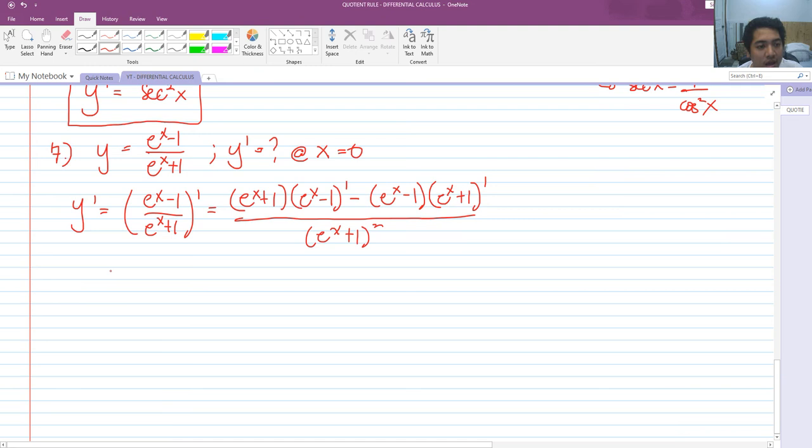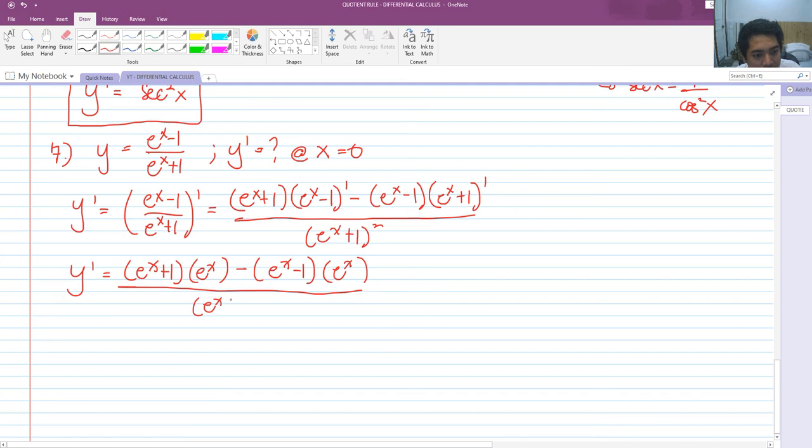So it's time to get the derivative and simplify this. So we have y prime. So we have e raised to x plus 1. The derivative of e raised to x minus 1 is simply e raised to x. Minus, we have e raised to x minus 1, and then the derivative of e raised to x plus 1 is simply e raised to x. That is all over e raised to x plus 1 squared.